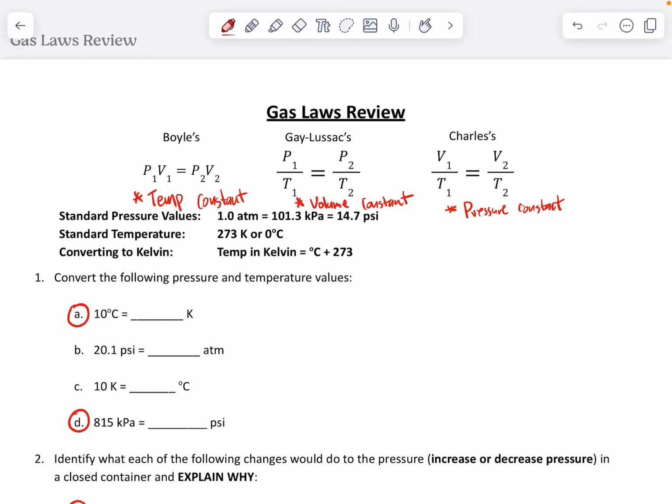Today I'll be going over the gas laws so that we can be prepared for this test that's coming up. Okay, so let's begin up top with the gas laws review, starting with the three laws. Boyle's, which relates pressure and volume together, while the temperature is held constant. Now, remember, if a variable is held constant, it just simply means that it does not change throughout the experiment, okay?